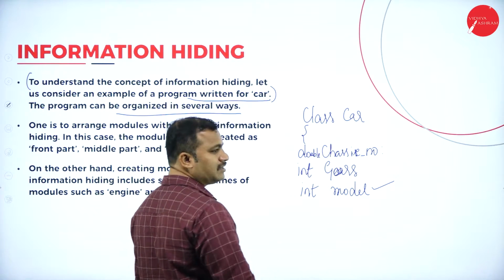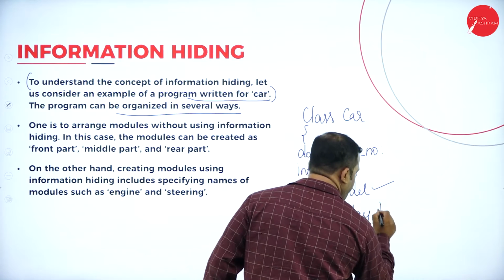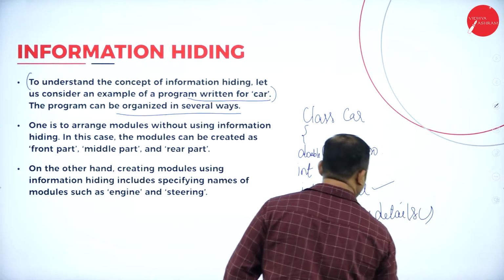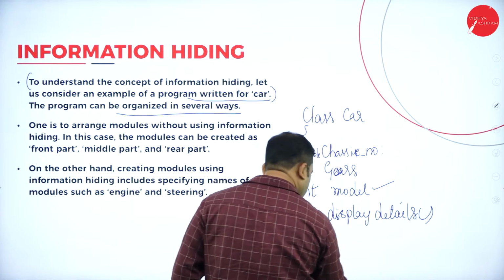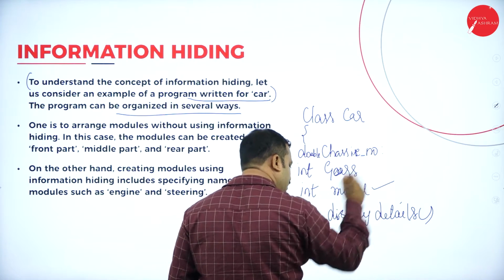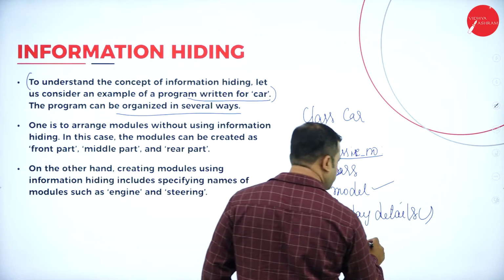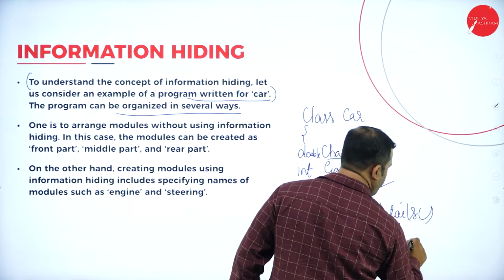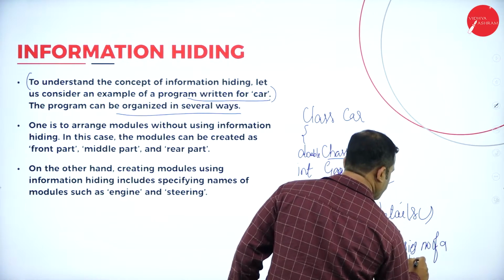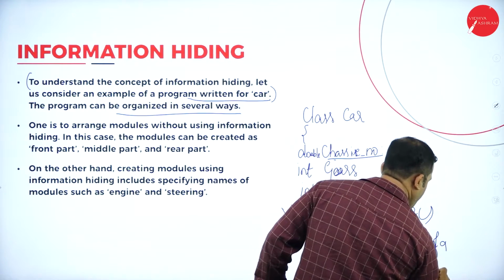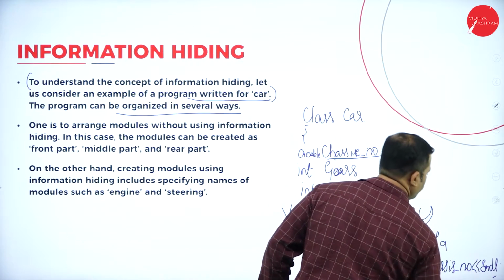So we have three properties here. Let me write one function for this: display details. Let me consider this as a void displayDetails because it returns nothing. It performs only the task of presenting it to the user, displaying it to the user. So, cout, what is the value it is supposed to display? Chassis number. The chassis number of a car is, let me write this, endl.